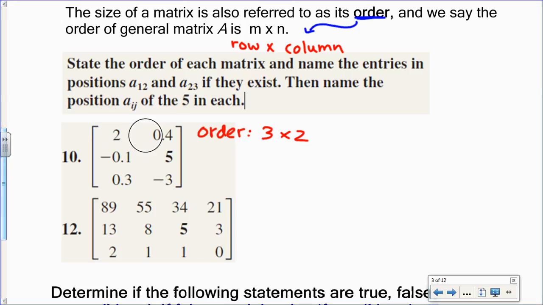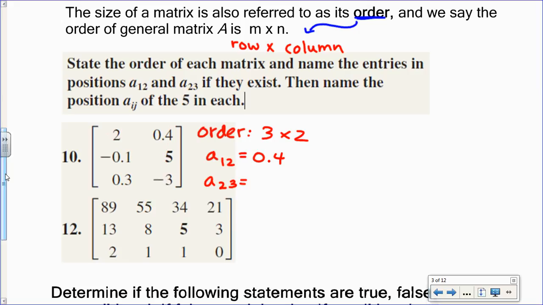2. Then I want to find the entry in position A12. That's row 1, column 2. So where do those cross? 0.4. Row 1, column 2, they intersect at 0.4.